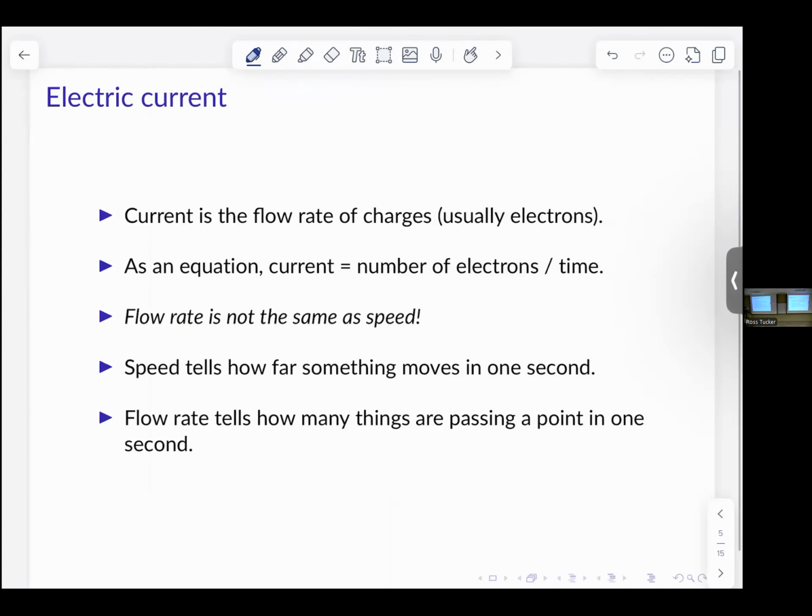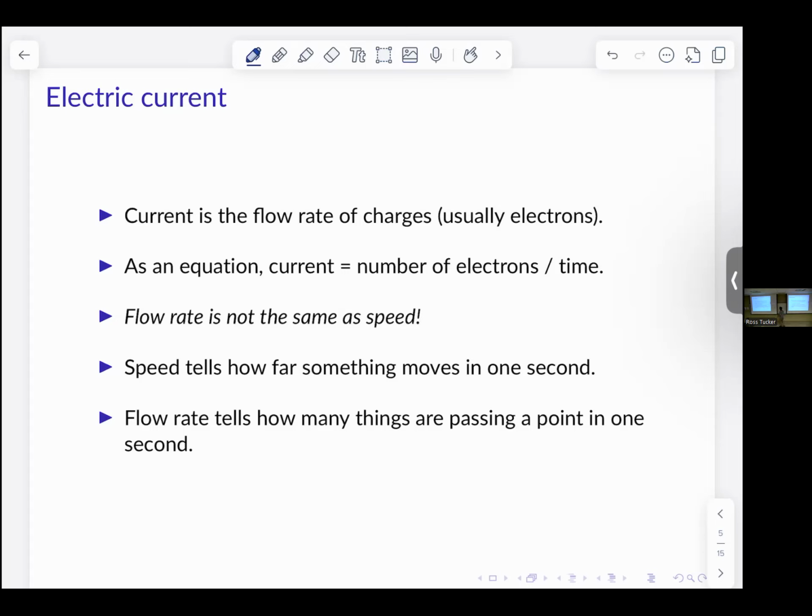So that's it. I'm going to give you a rough outline, then I'm going to make it more sophisticated 3 times. Here's the overview, and we're going to get more sophisticated in a minute. Okay, so what is current? Electrical current is the flow rate of electrical charges. I'll explain what I mean by usually electrons in great detail in a minute.